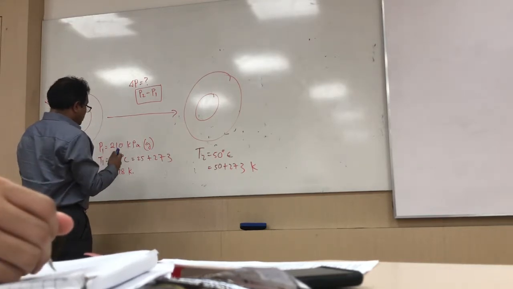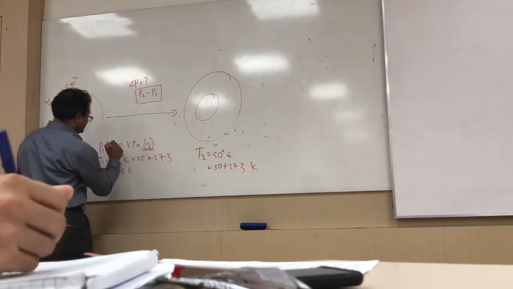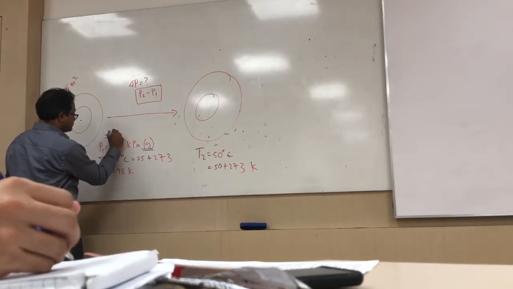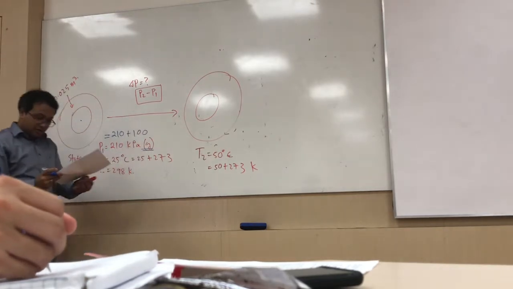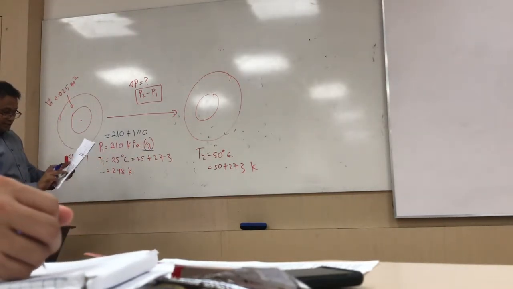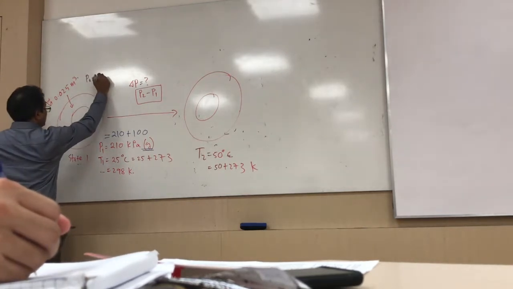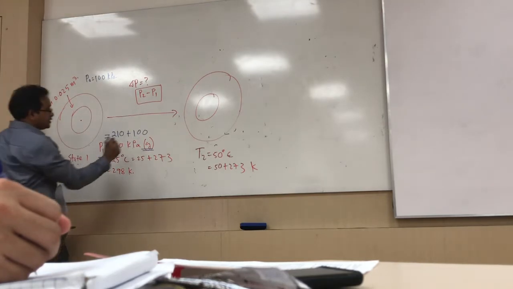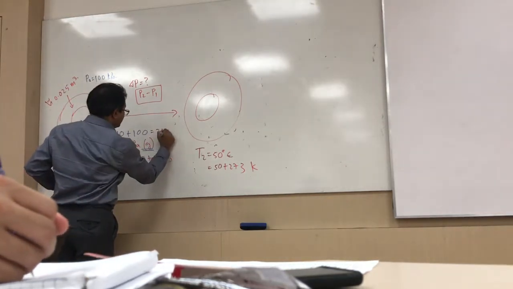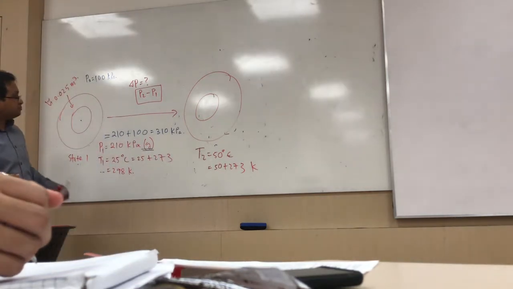So P1 I know, right? Remember, this is gauge pressure given. So you have to convert to absolute pressure by adding 100, because in this question the atmospheric pressure is written as 100 kilopascal. So I can write 310 kilopascal. This is the absolute pressure.